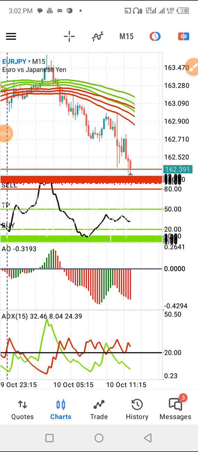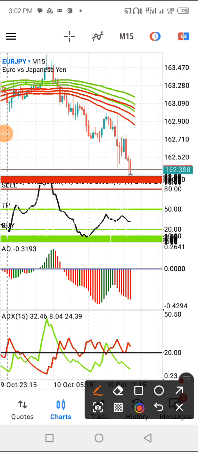Exactly, guys. So that being said, now how do we use these settings to trade either a buy or a sell? I'm going to tell you the functions of each of these settings, then tell you how you can use them in conjunction to take entry and exit.